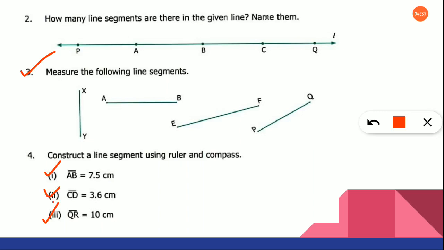Children, you are going to take your scale and then mark the starting point and then the ending point. You are going to use a compass. Since they are asking you to use a compass, you have to use it. Then you are going to cut an arc at 7.5 and name the starting point as A and the ending point as B, and then write the line segment measurement 7.5 centimeter. This is how we are going to solve these three subdivisions.